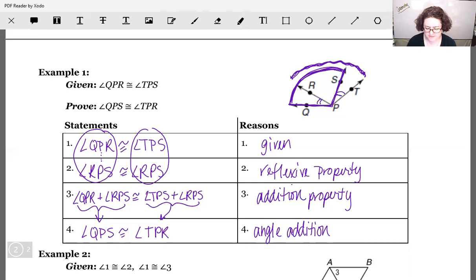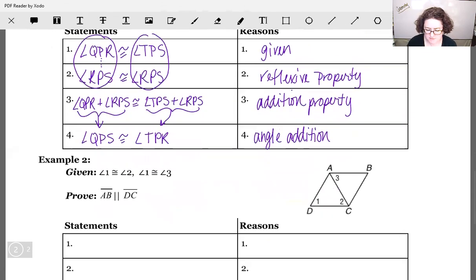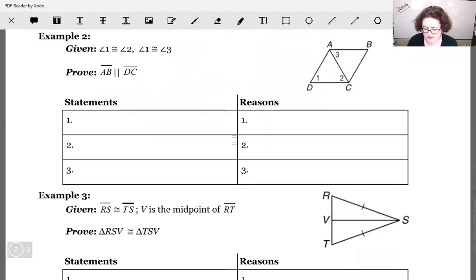Okay, let's check out another one. Okay, example 2. Now we're into some algebra, or in some geometry triangle diagrams. So we're given two pieces of information. Okay, so angle 1 is congruent to angle 2. Alrighty, so let's mark it down. And angle 1 is congruent to angle 3. Okay, so let's write these down, and I can, if I want, actually put both of these in the same step. So let's do that.